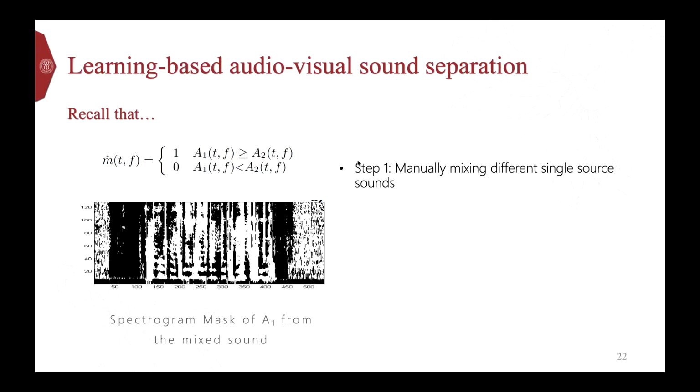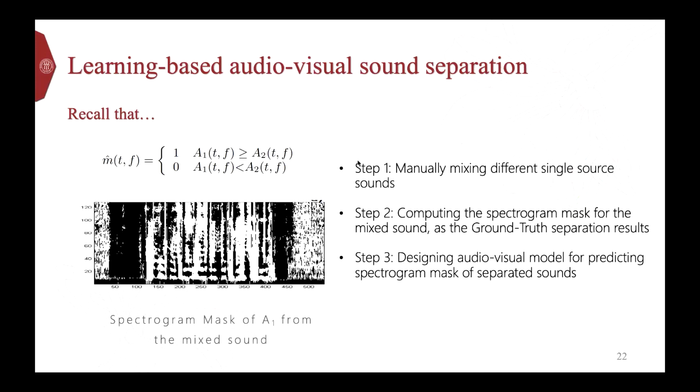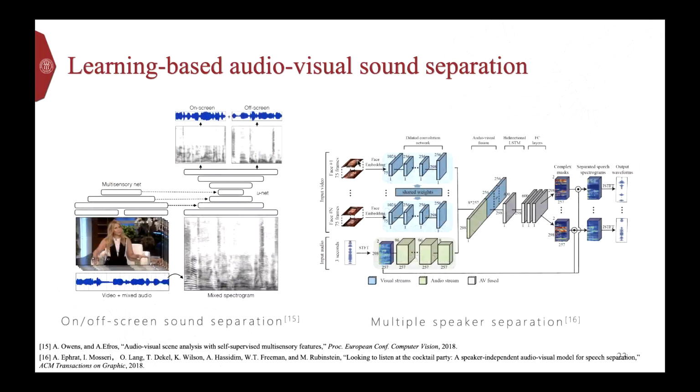To achieve this, there are 3 steps. The first step is manually mixing different single source sounds, and the second step is computing the spectrogram mask for the mixed sound as the ground truth separation result. And the third one is designing audiovisual models for predicting the spectrogram of separated sounds. Under these 3 steps, there are different works, but they follow the same pipeline.